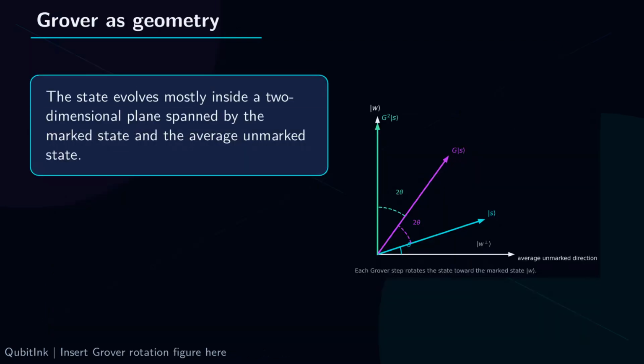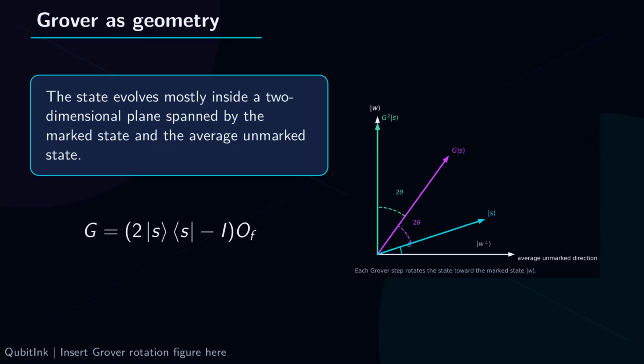Grover's algorithm has a clean geometric interpretation. Although the Hilbert space may be very large, the important motion takes place mostly inside a two-dimensional plane. One direction corresponds to the marked state. The other corresponds to the average unmarked direction.